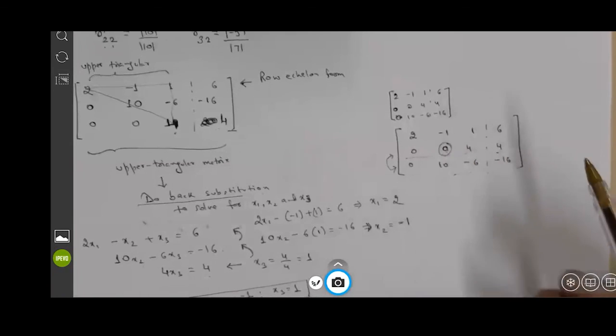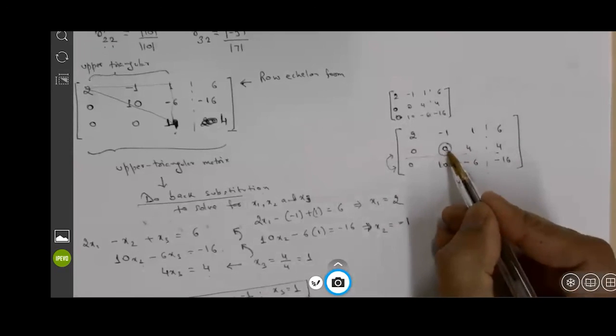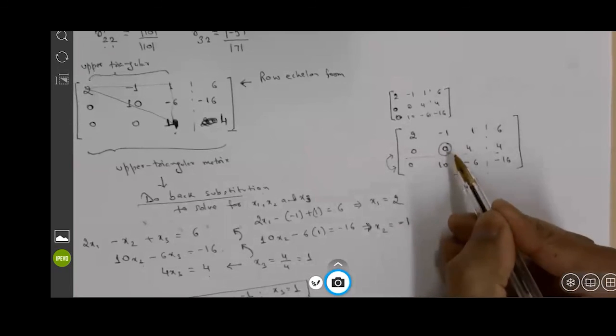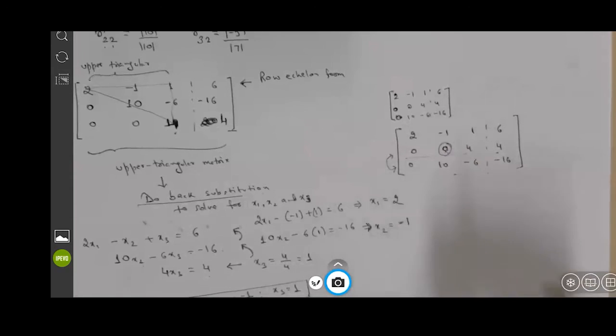So that is the reason that partial pivoting is used, to make sure that in the diagonal there are no zeros or very small entries. If you have very small numbers on a diagonal element, you have round-off errors and your answer will not be correct.